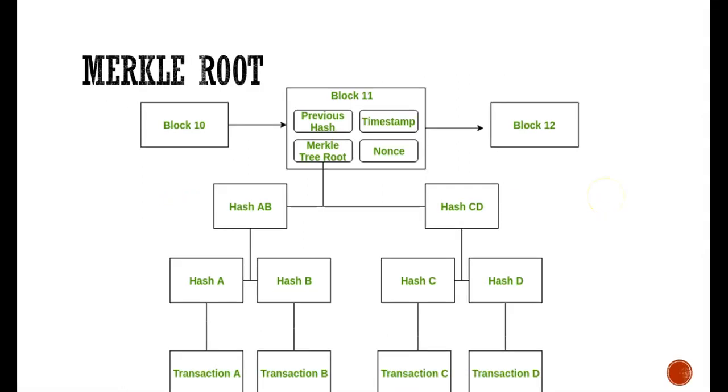What is a Merkle root? As I told you earlier, the Merkle root is one of the fields in the block header. The hash value of individual transactions will be calculated. The hash of A and hash of B, the combined hash of A and B, will be calculated again here. And here we get the hash of C and D. The combined hash of hash AB and hash CD will be the Merkle root. The Merkle root will have the hash of all transactions.